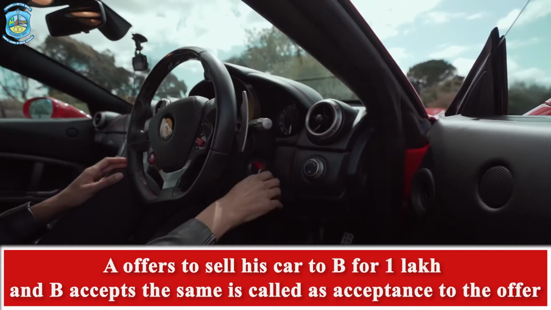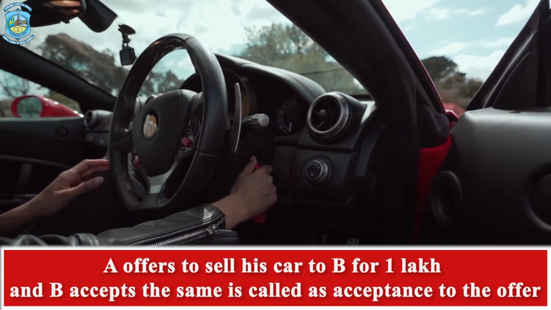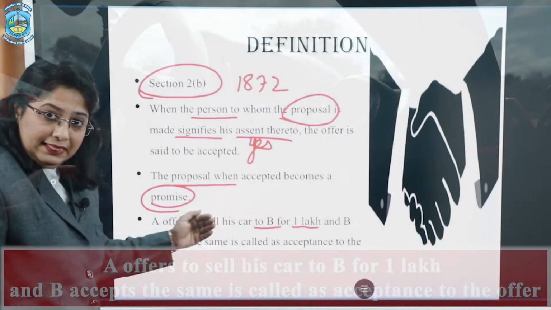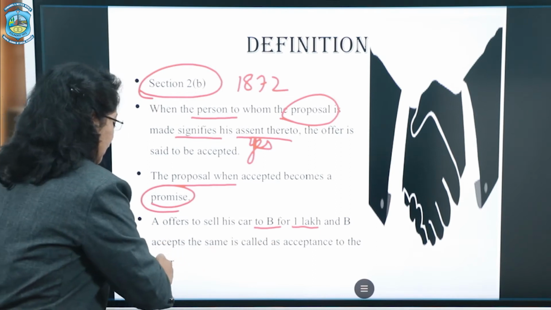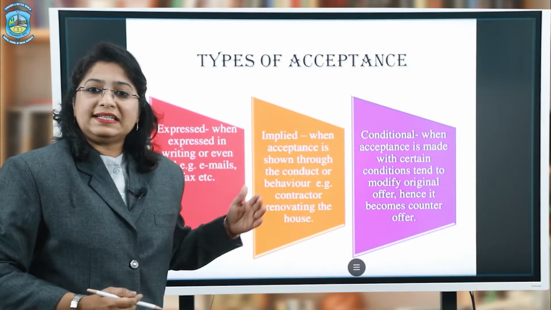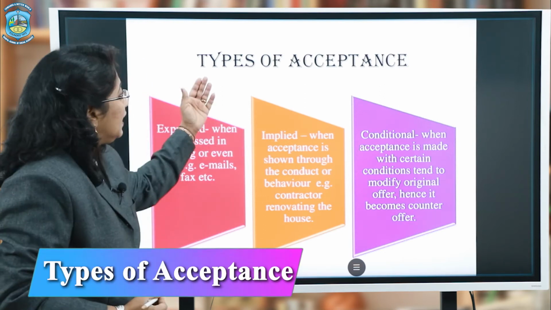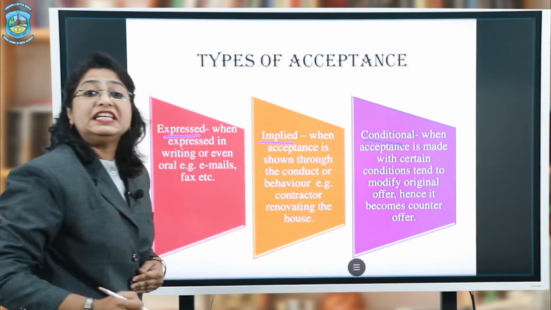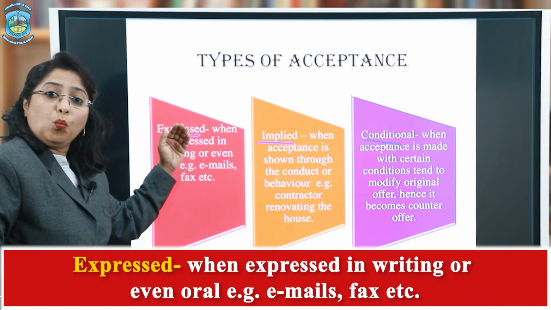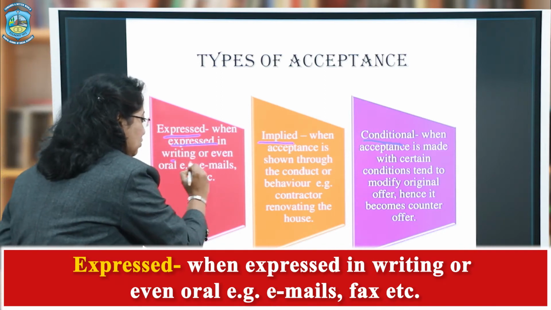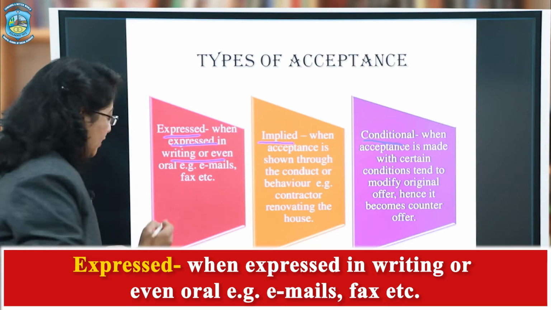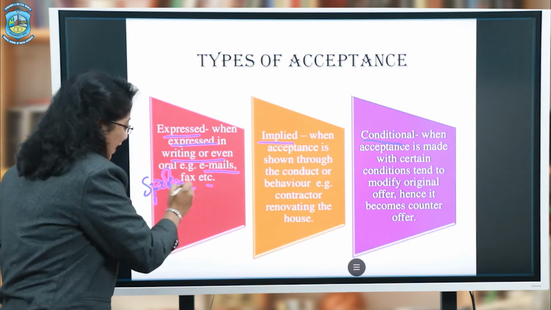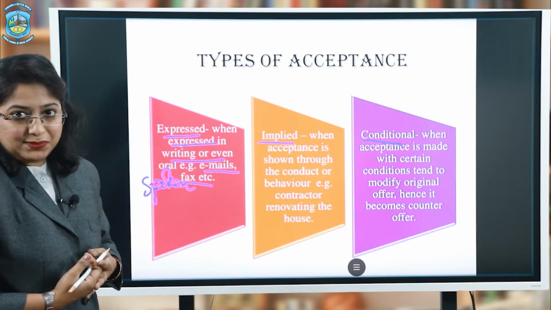Say for example, A offers to sell his car to B for ₹1,00,000 and B accepts the same. Then it is called acceptance of the offer. Now let's understand the types of acceptance. Acceptance can be expressed, implied, or even conditional. Expressed means when the acceptance is expressed in writing or it could be spoken. It can be made via mails, fax, or in any written mode as well.